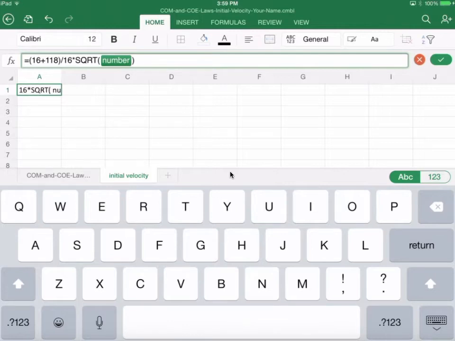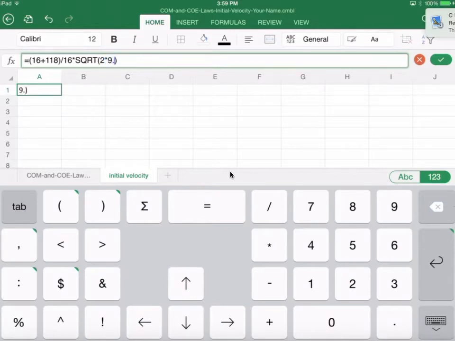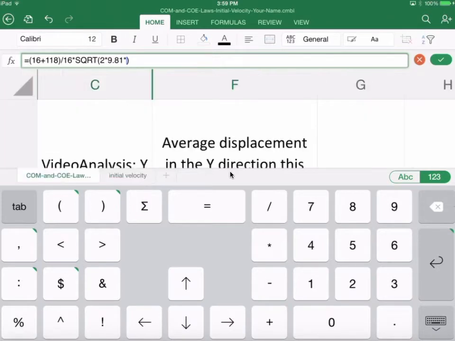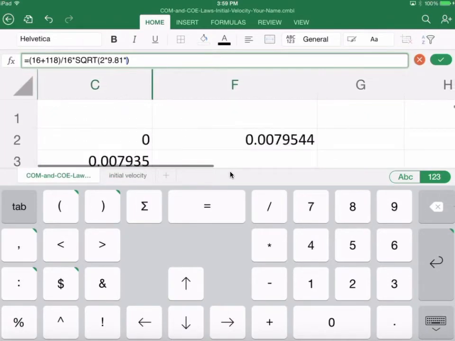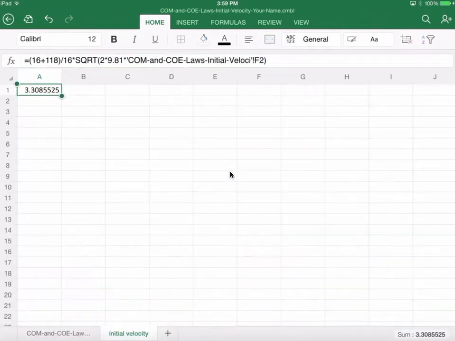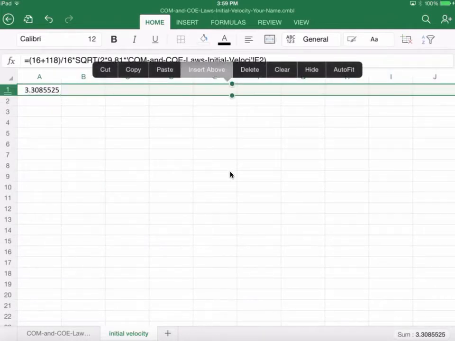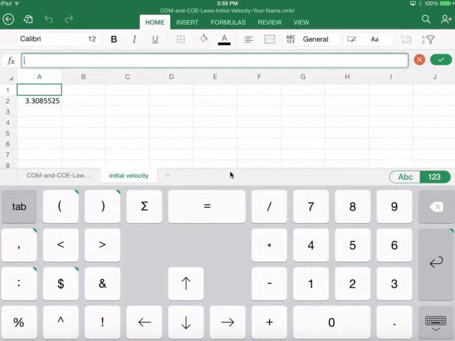So this is going to be 2 times 9.81 times our Y. And that is on the next page, and here it is. So I'm just going to select that, and that'll be the answer. Ooh, look at that. So that is coming out to be like 3.3 meters per second.